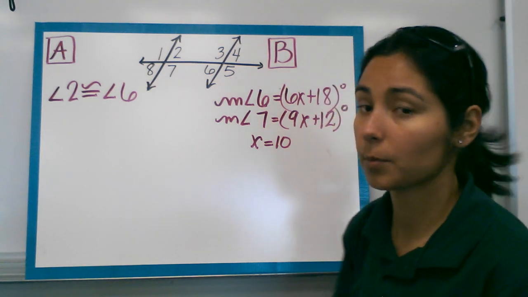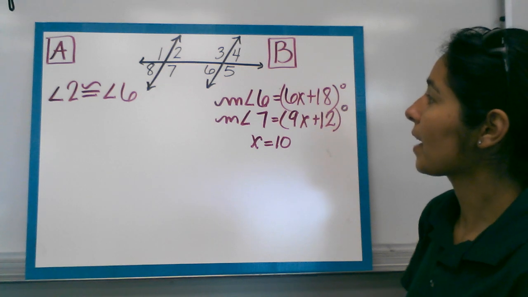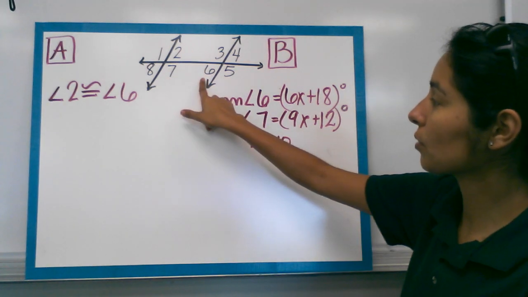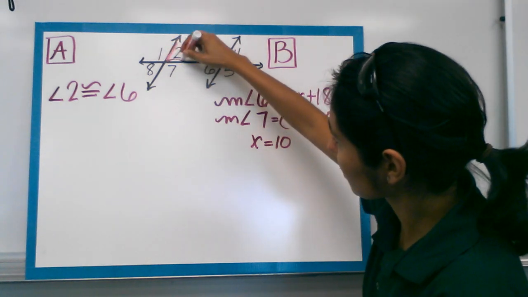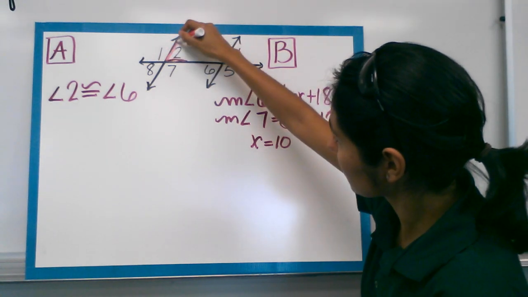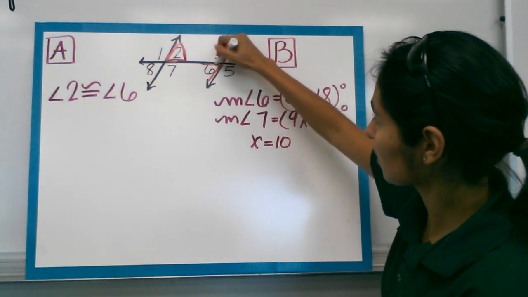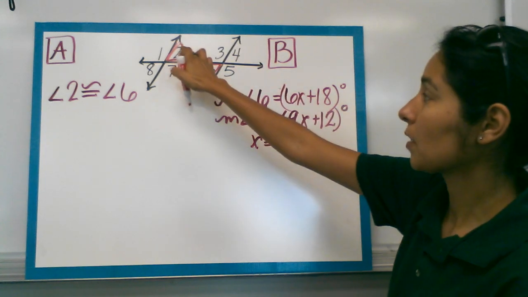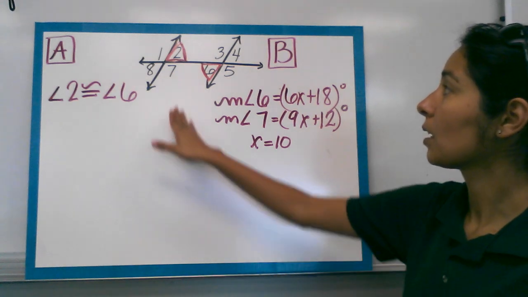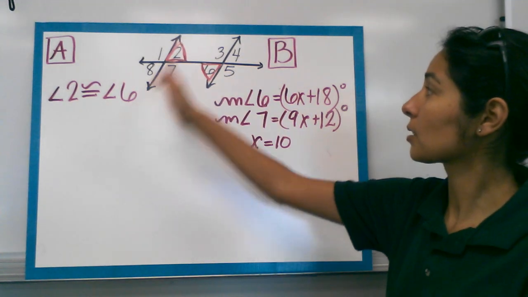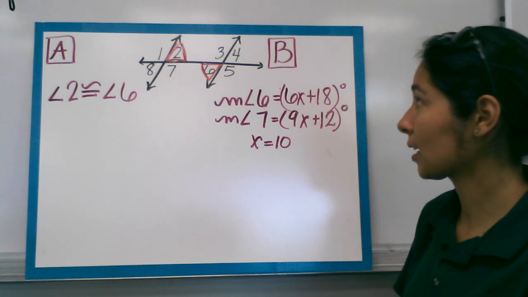Alright, so here are our practice problems. A over here tells me that angle 2 and angle 6 are congruent. I'm going to label these so that you can see them a little more clearly. There's my angle 2, and here's my angle 6. If both of those are the same measure, or congruent, can I tell that these two lines are parallel? The answer is yes, I can.